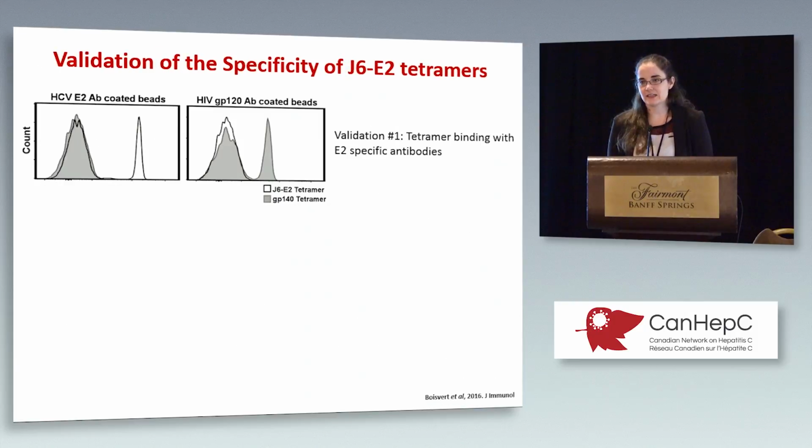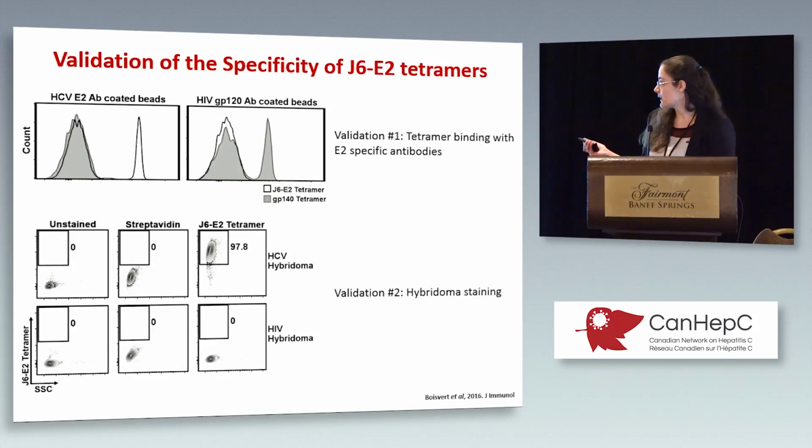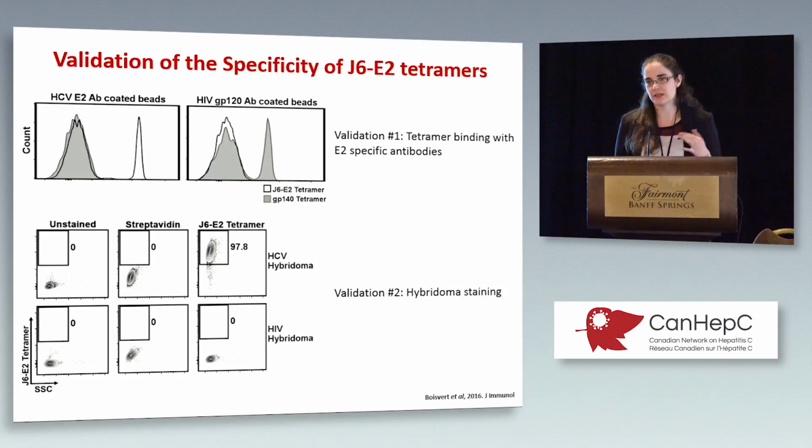First, we validated that our tetramer can bind E2-specific antibodies. We used antibodies that were coated on beads. And you can see in white in the first graph that our E2 tetramer can bind to E2 antibody, but not to HIV antibodies. And the HIV tetramer can bind to HIV antibody, but not to HCV antibodies. The second validation we did was with hybridoma cell lines, which produce either HCV antibody or HIV antibody, and our tetramer binds only to the HCV antibody-producing hybridoma. So we show the specificity of our tetramer.